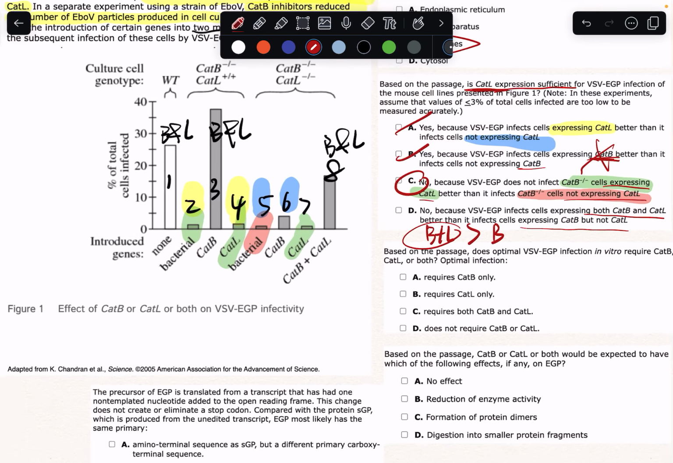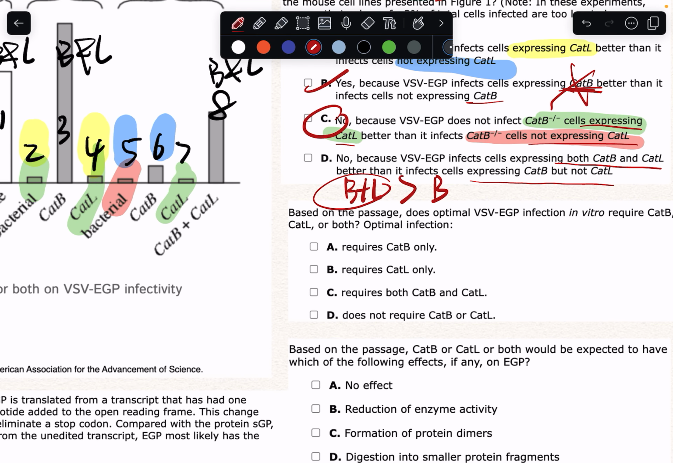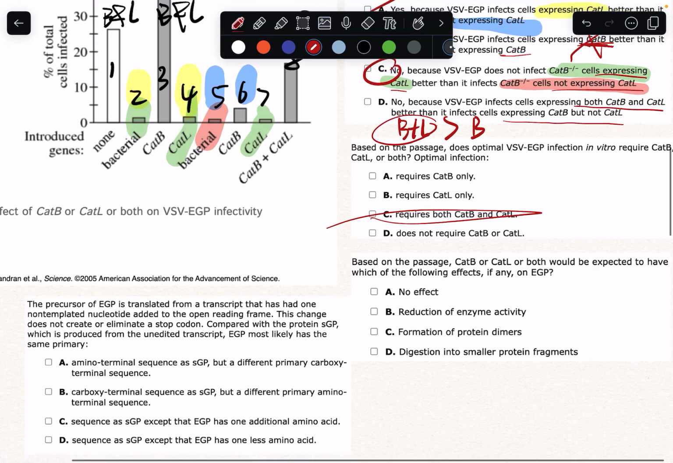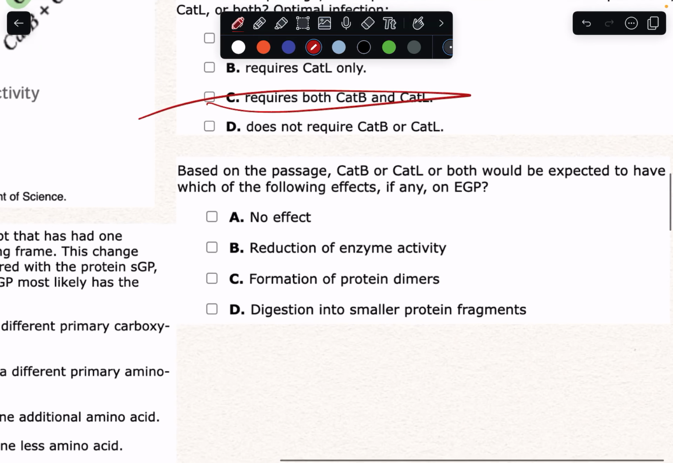Next one says, based on the passage, does optimal VSV EGP infection in vitro require cat B, cat L, or both? Optimal infection, highest infection, highest bars, of course, it requires both cat B and cat L. After the last question, this should be easy. Perfect. Now let's move on to the next question. We have 2 more to go.